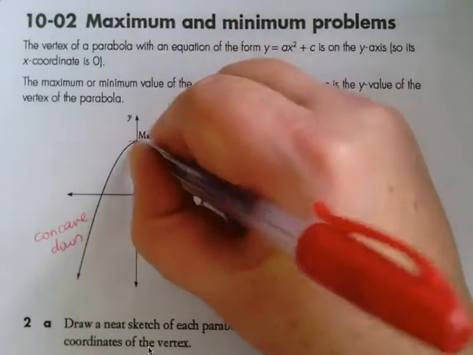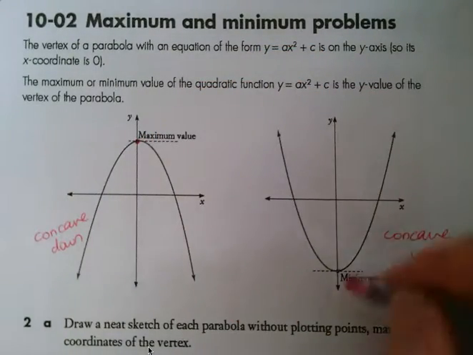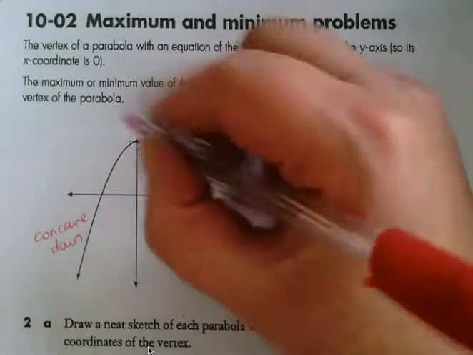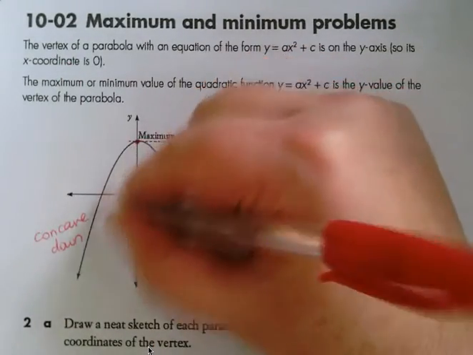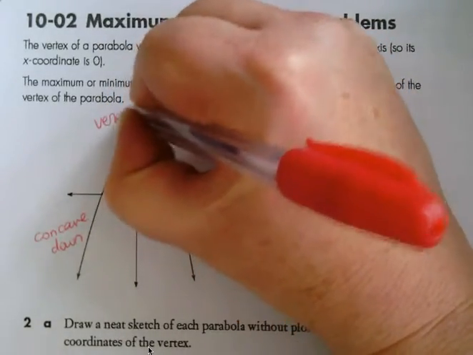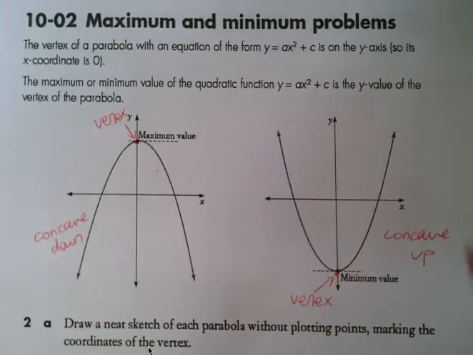Well, this y value up here is called the maximum value, and the y value down here is called the minimum value. We don't worry about the x value. It's the y values that we're worried about. So the vertex, see that corner there, that turning point? That's called the vertex of the parabola. And down here, this is also called the vertex of the parabola.